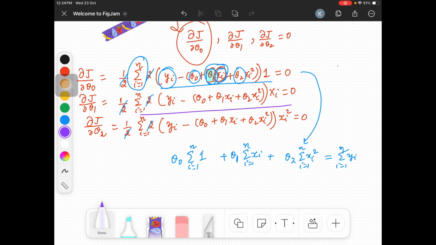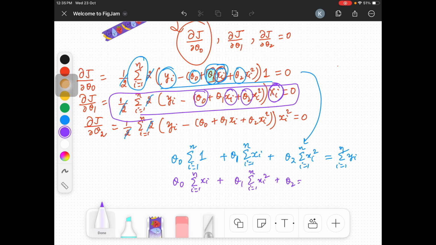Now let us look at the second equation. So here you see you have xi multiplied. So theta naught will be along with xi. So you have i from 1 to n xi, and then you have this theta 1 term with xi square, i from 1 to n, and then you have this term theta 2, and along with theta 2 you have xi cube. And on the right hand side you will have this term yi and xi, so you have a multiplication of xi and yi, i from 1 to n.